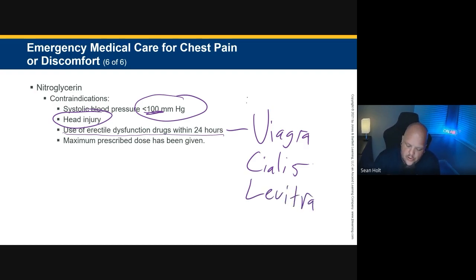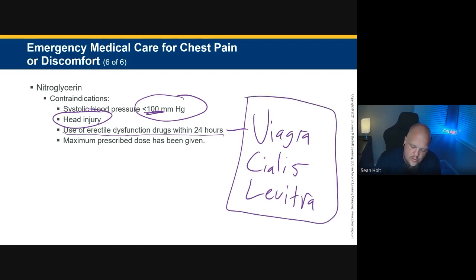So if they are on any of these erectile dysfunction medications and they've taken them within the last 24 to 48 hours, we don't give nitroglycerin because they can be synergistic in their nitrate effects and drop the blood pressure significantly. Super, super low. That's not a good thing, okay?